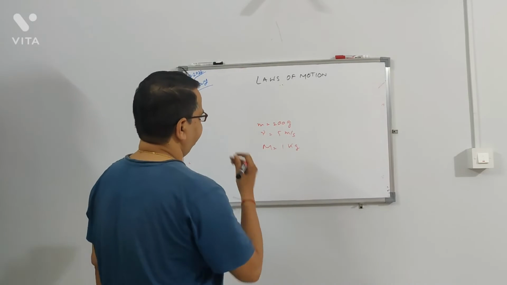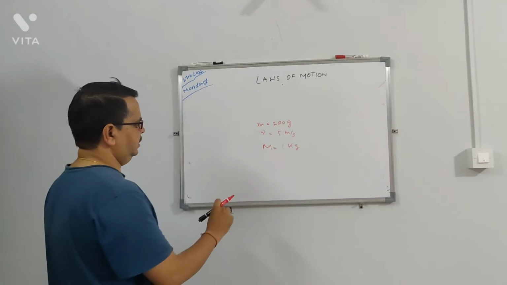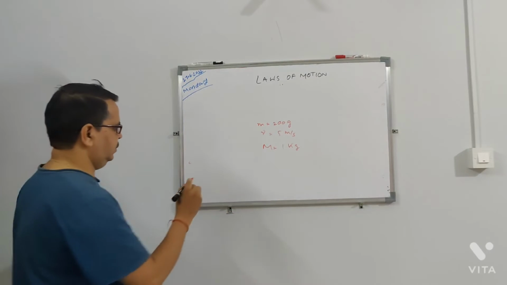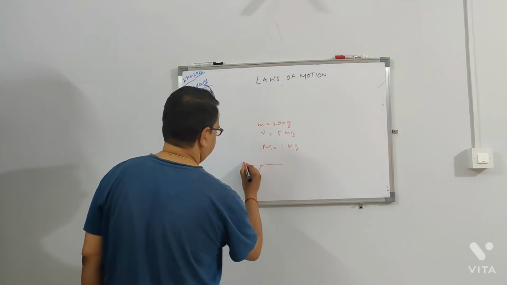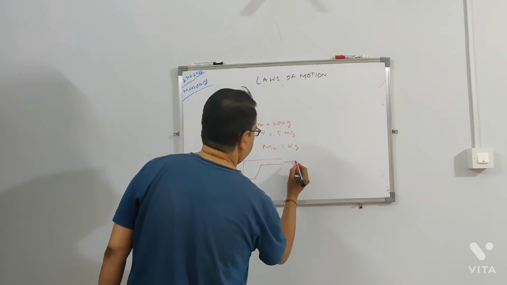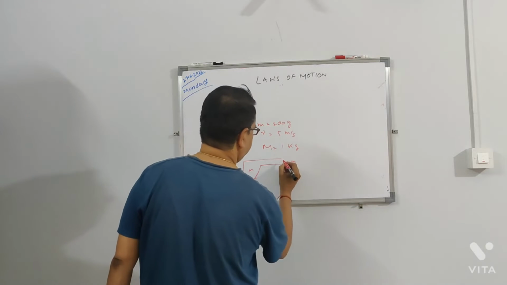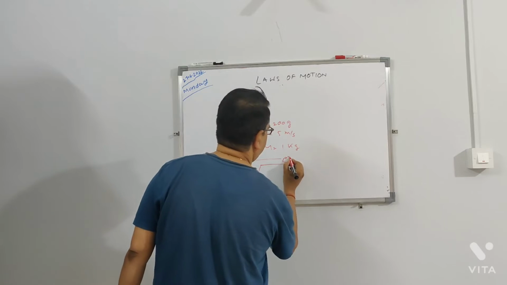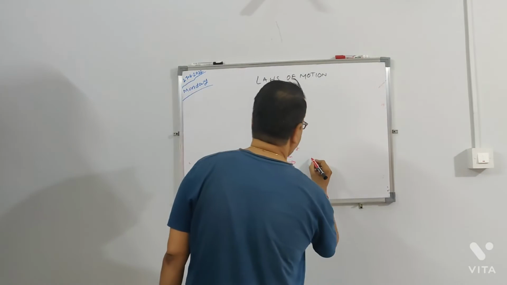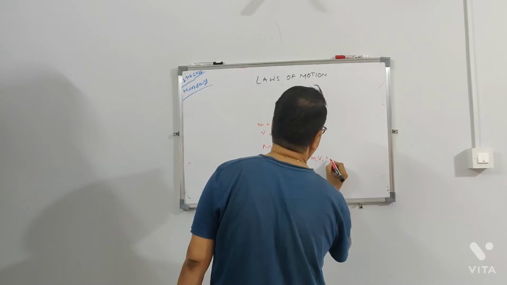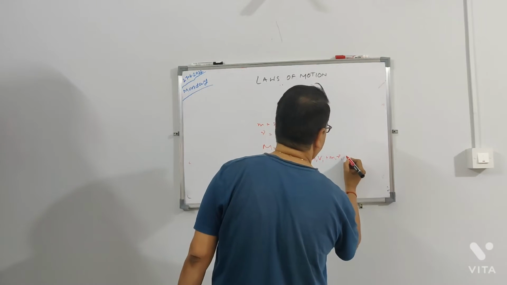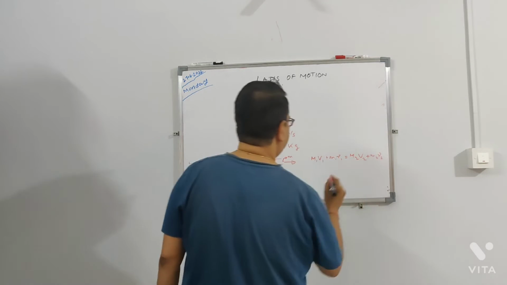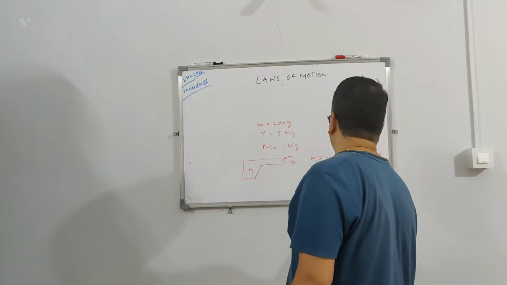So this is before firing the gun. Let us say this is my gun, with mass capital M, and this bullet is small m. So before firing, m1 V1 plus m2 V2 is equal to m1 V1 plus m2 V2 after. At rest, both things are 0.